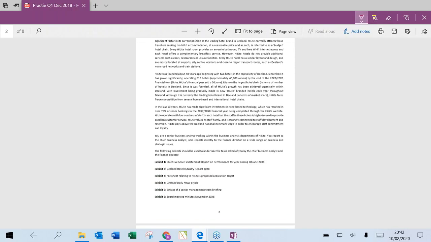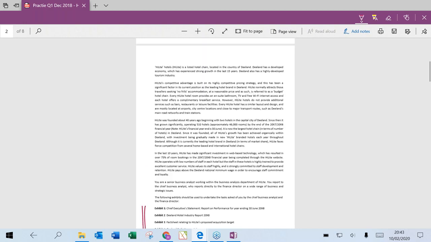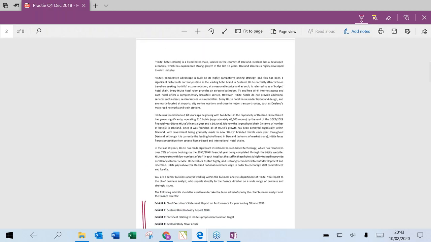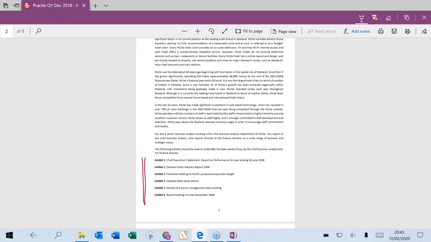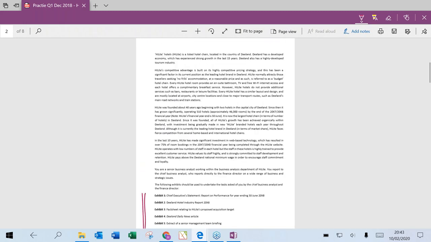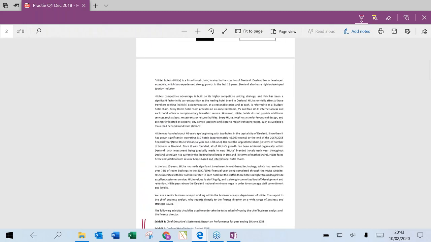And do you see some exhibits towards the end? This is a standard thing: the first page will always be the background or introduction of the company, followed by a list of exhibits. And in each and every attempt, you have been given 6 exhibits, not 5, not 7, 6 exhibits, right after the brief introduction.